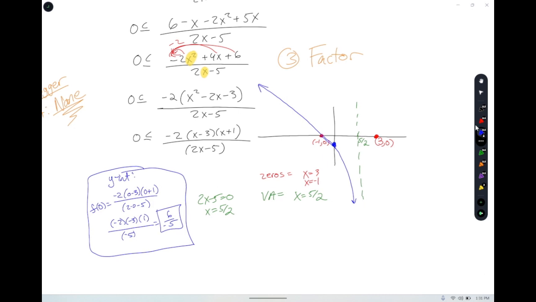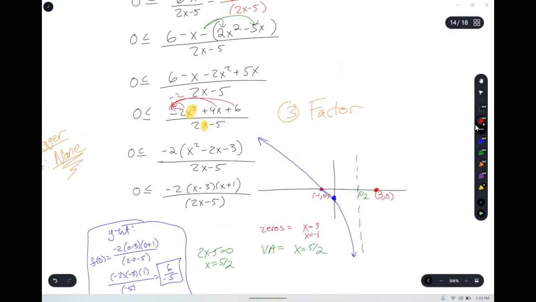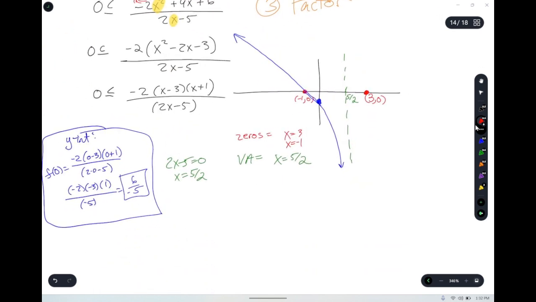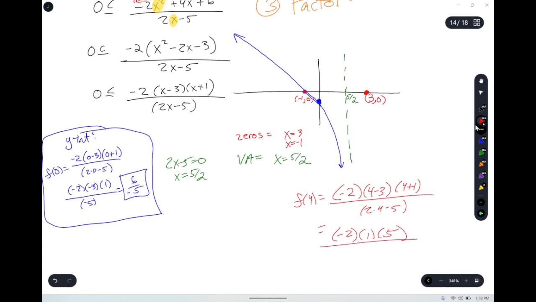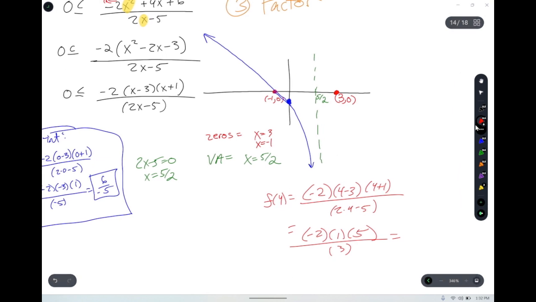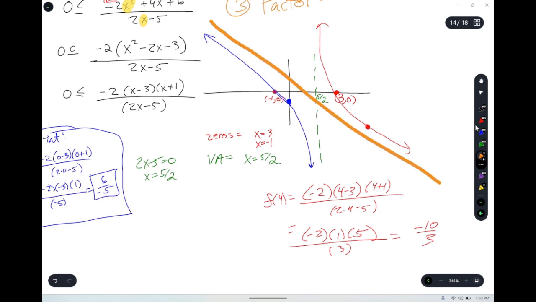And how do we know what happens on the other side? We just got to pick one other point. You want to try 2? No, 2's on the wrong side of that line. Let's try 4 and see what happens. If we plug in 4, f of 4 equals negative 2 times 4 minus 3, 4 plus 1, over 2 times 4 minus 5. That's negative 2 times 1 times 5 over 8 minus 5, which is 3. All we care about is the negative or positive sign, but it is negative 10 over 3, right? So it's down here. What's that side going to do? Probably something like that.